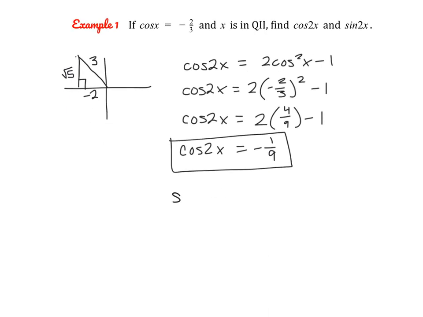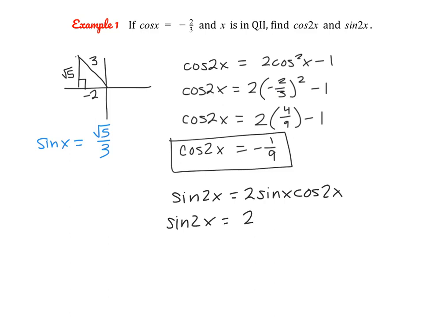Now for sine of 2x, we're going to use that formula, 2 times the sine of x times the cosine of x. We know what the cosine of x is, but this is why we draw out the little picture right here. We can see from our picture that the sine of x is going to be root 5 over 3, just opposite over hypotenuse. So now we have the two values that we need for the formula.